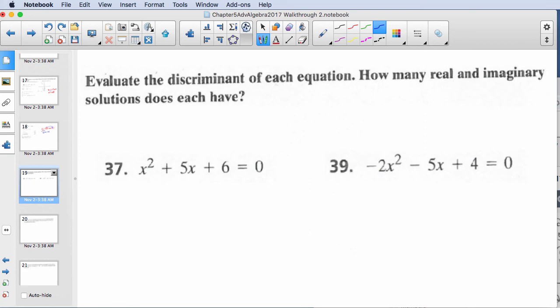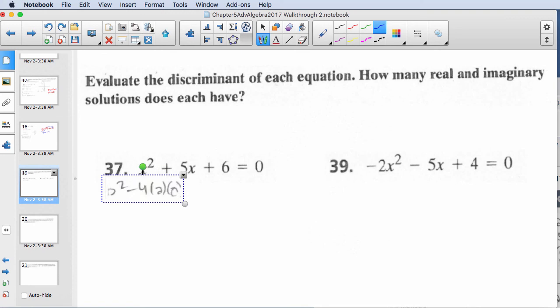Okay, so here we're asked to evaluate the discriminant for each equation and tell how many real and imaginary solutions we have. So remember, if the discriminant is negative, we'll have 2 complex conjugate solutions. If the discriminant is 0, we'll have 2 identical solutions. If the discriminant is positive, we'll have 2 real solutions. And if the discriminant is a perfect square, we don't expect any square roots in the answers, so we'll have 2 rational solutions. Okay, let's go ahead and take a look at this one.